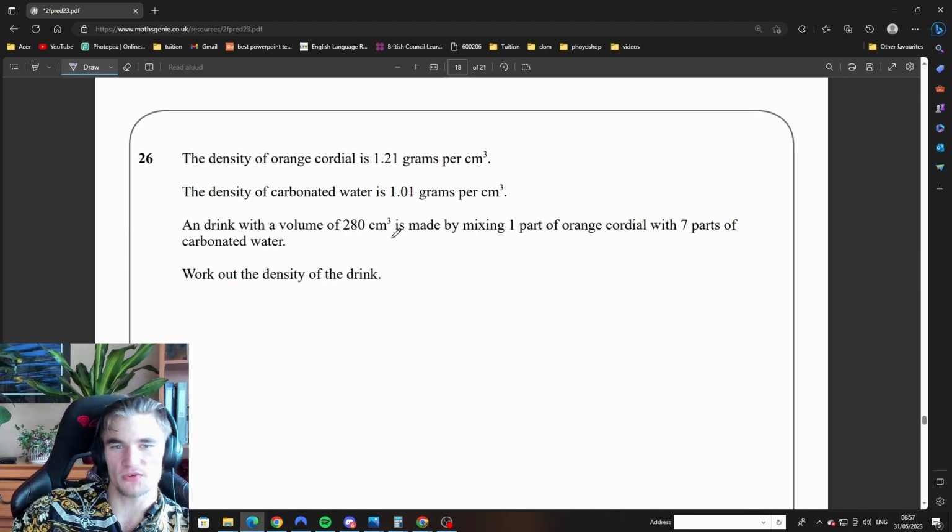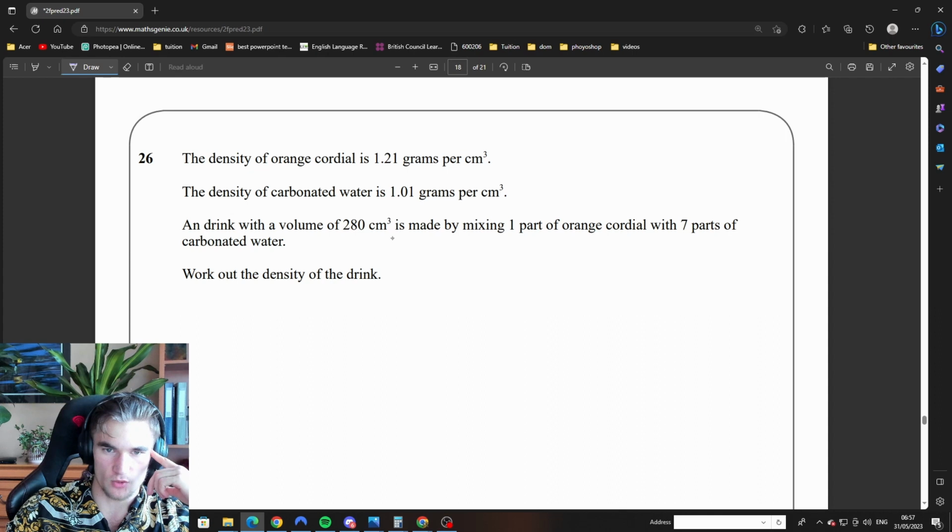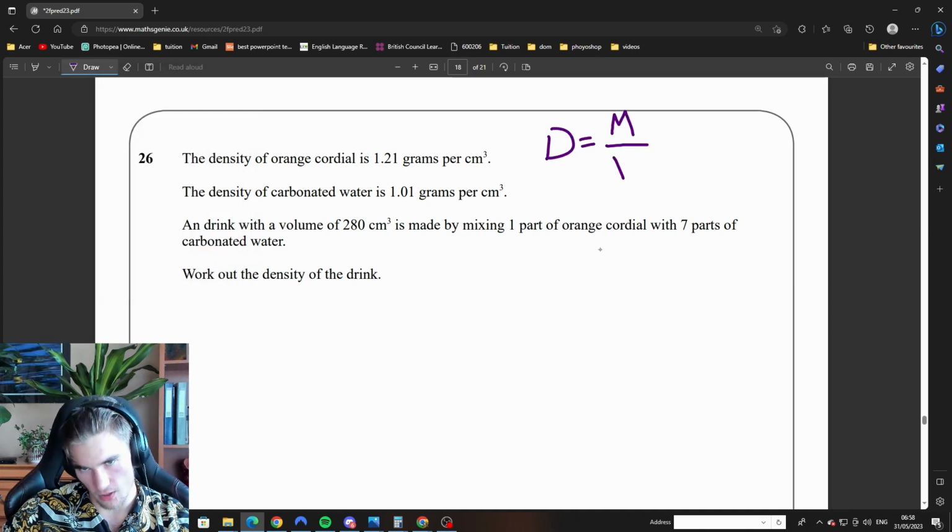The density of an orange cordial is 1.21 grams per centimeter cubed. The density of carbonated water is 1.01 grams per centimeter cubed. A drink with a volume of 280 is made by mixing 1 part of orange cordial with 7 parts of carbonated water. Work out the density of the drink. So this question is all about density. How do I calculate density? Density equals mass over volume.